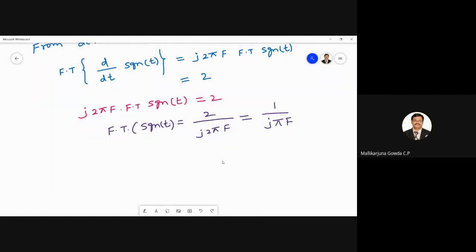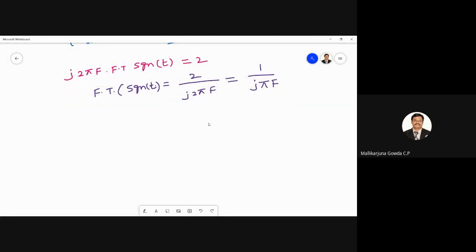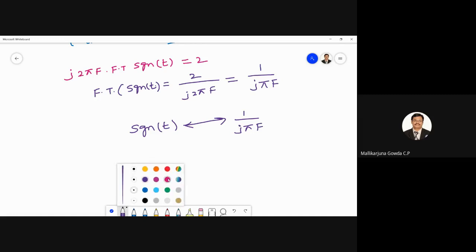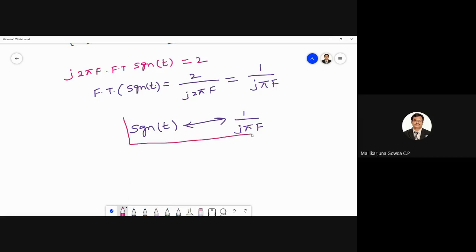Okay, I'm moving up. I hope people are also noting simultaneously as I write. So sgn of t, its Fourier transform will be 1 by j pi f. I can put this in a box so that you will understand. The sgn function, its Fourier transform will be 1 by j pi f.